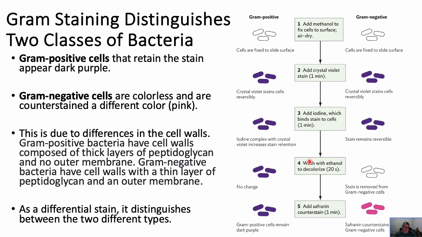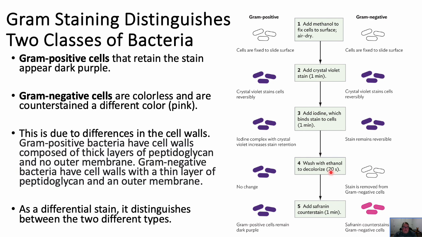Okay, our next step is what we call the decolorization step. So we're going to use a decolorizer, in this case, the alcohol ethanol. And we're going to put that on our sample, and we're going to let it sit there for 20 seconds. Now, in the lab, we actually only use about 15 seconds because I find that when we set the timer for 15 seconds, and by the time you guys get things rinsed off the slide, it's been 20 to 25 seconds.